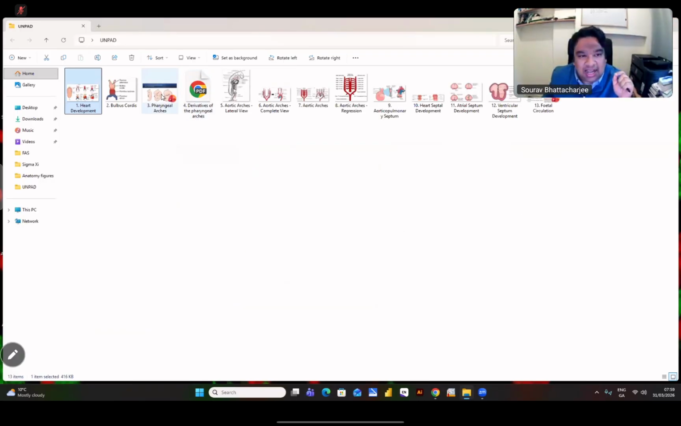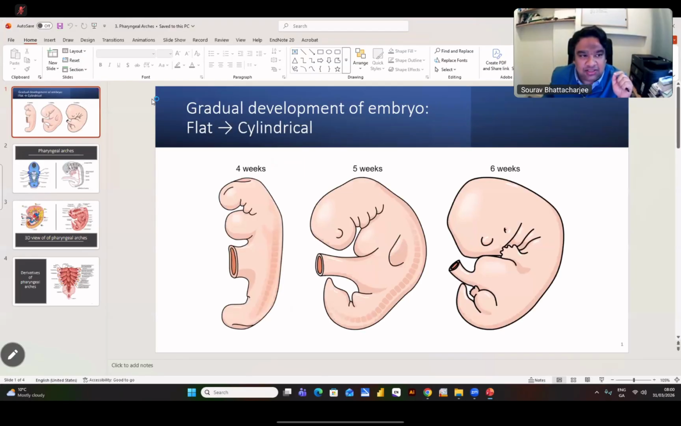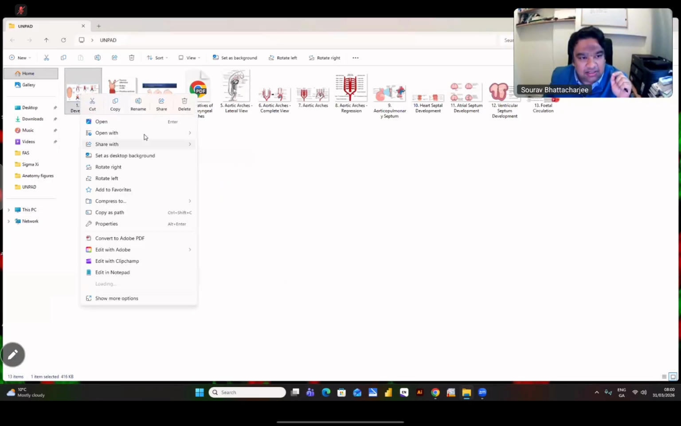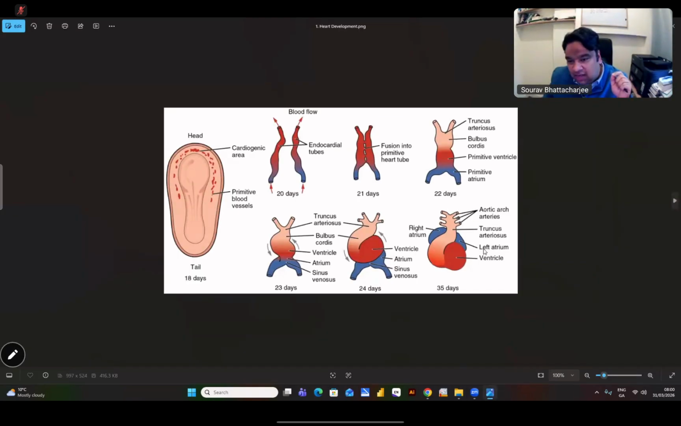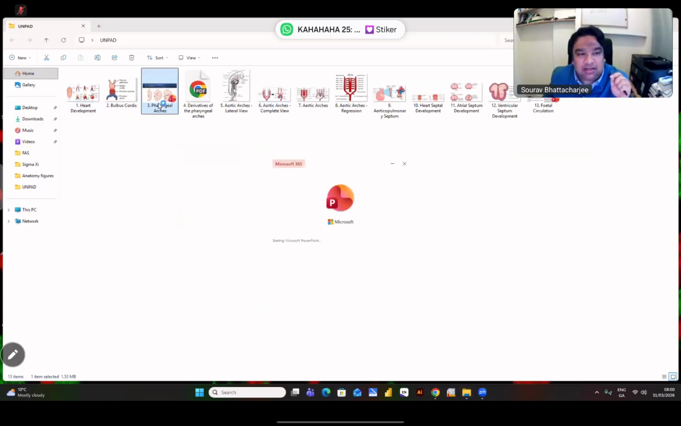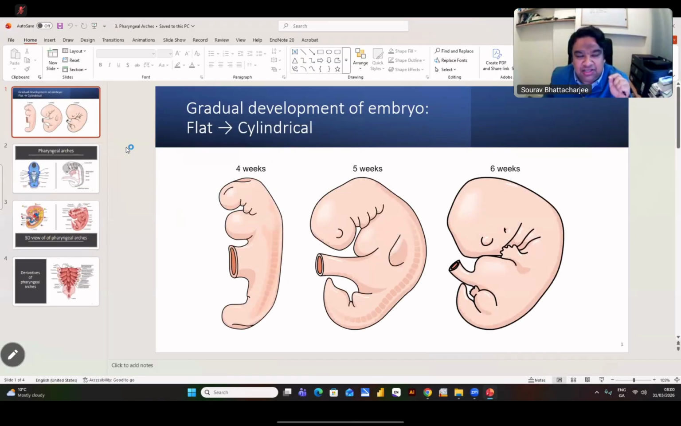Now, what I also want to talk about today are some of the pharyngeal arches, because we ended up in the aortic arch. So I will again go back here, and that will make it clear. So we have discussed the development of the heart over here, and now let's look into these aortic arches. Now, aortic arches, what have you heard of pharyngeal arches?